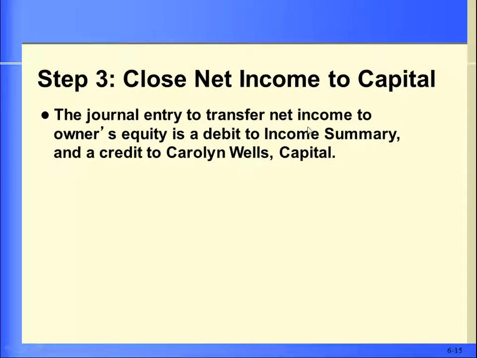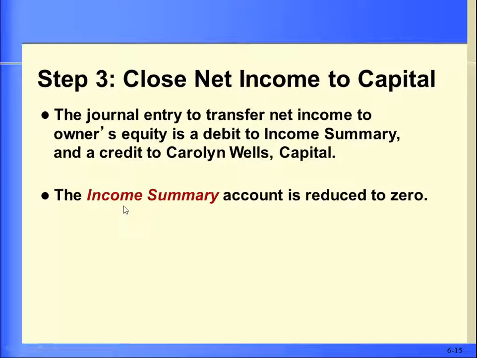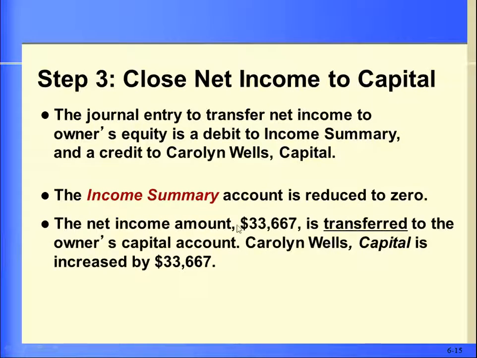So the journal entry to transfer net income to owner's equity is to debit the income summary and credit the capital. So remember, we had a net income, and the normal balance of capital is a credit. So if we increase capital, it's going to be a credit. We are making the income summary account reduced to 0. We're getting that ready for the next period, whether that's a month, a quarter, or a year. So the net income is transferred to the capital account and it's increased by that amount.